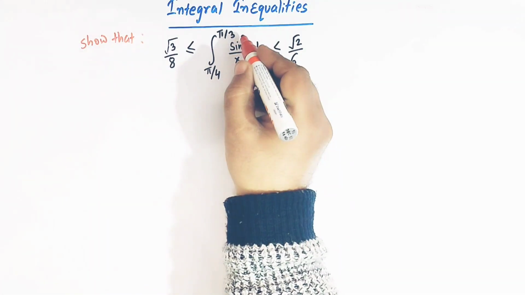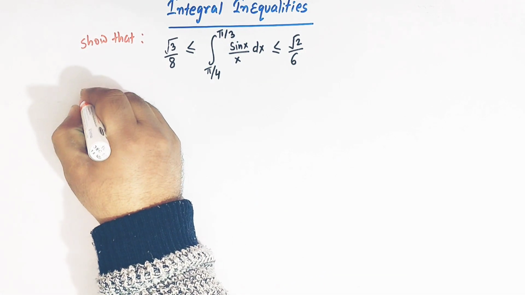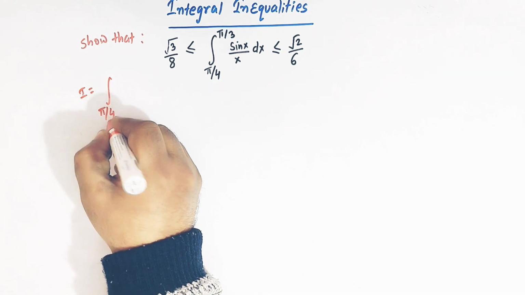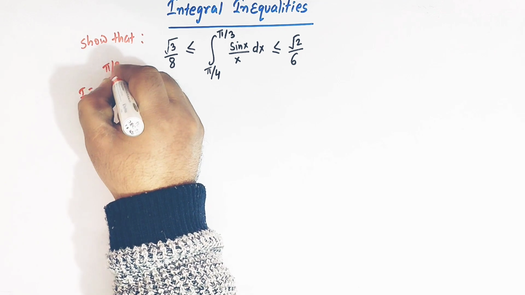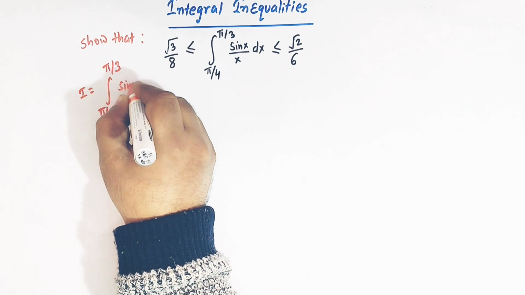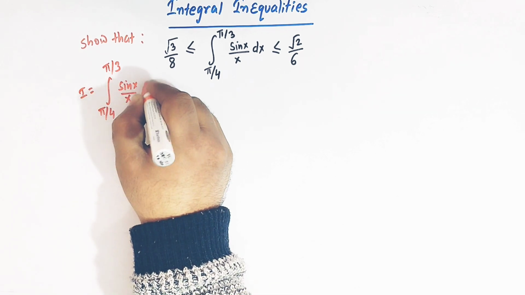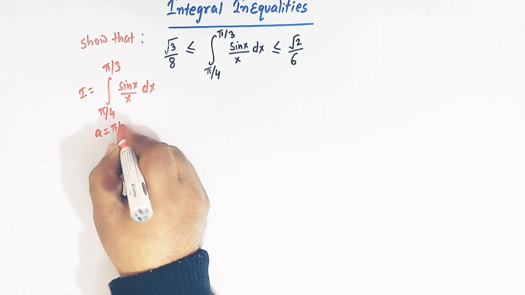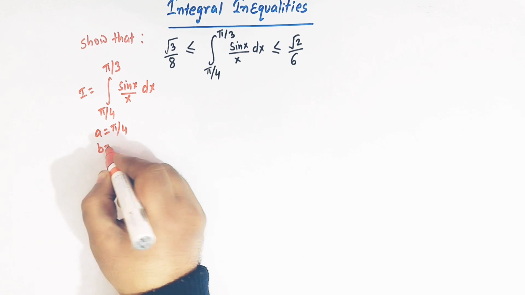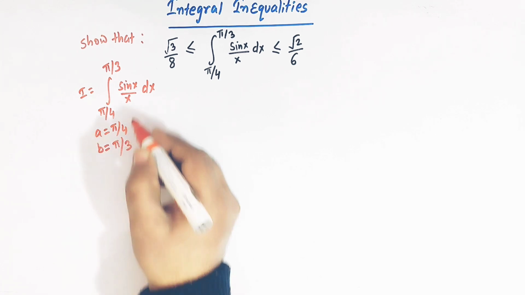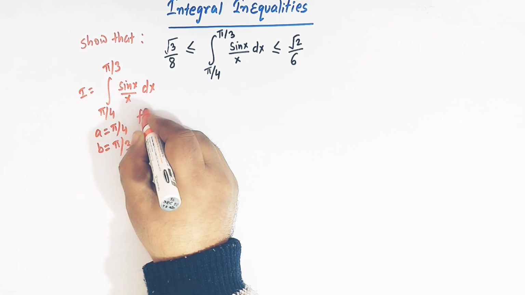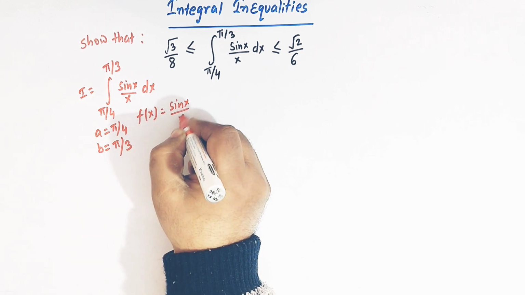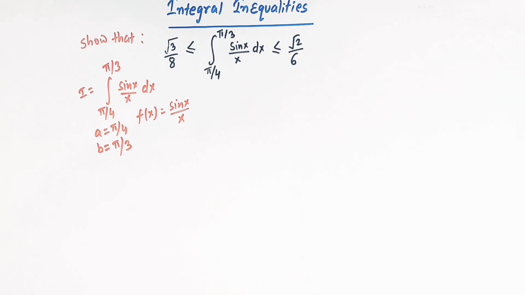So now let us take this integral as I. So here we have the integral I, from pi by 4 to pi by 3, and the integrand is sine x over x dx, right? So let us take a equal to pi by 4, the lower limit, and the upper limit is pi by 3, and the integrand as f of x, that is sine x over x.